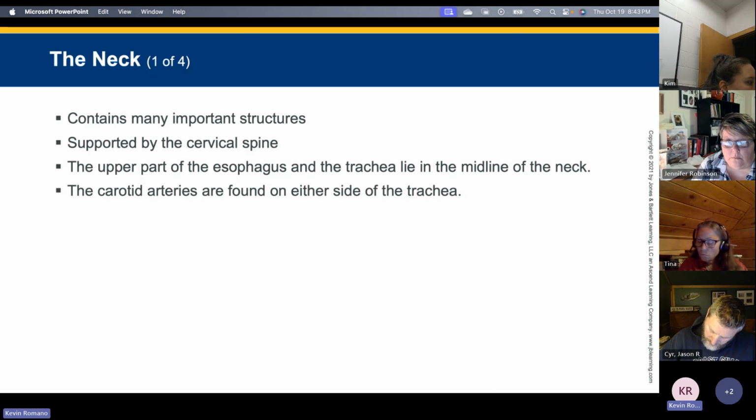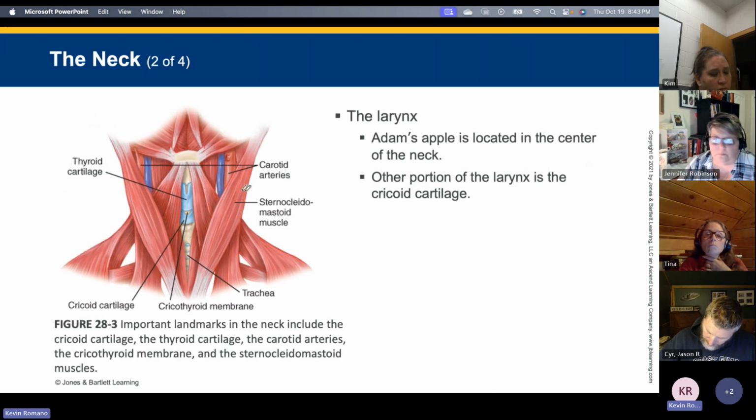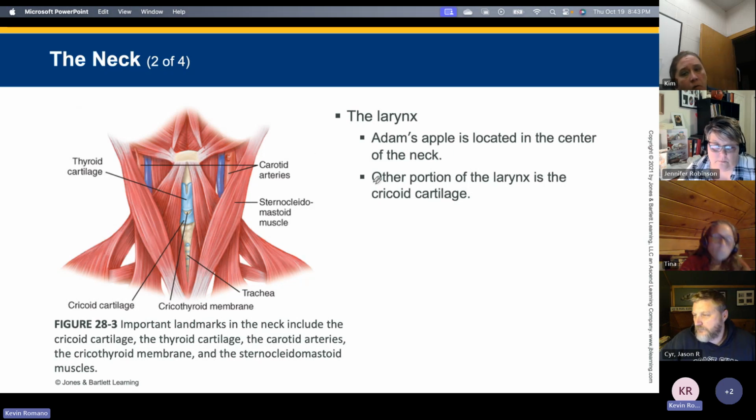and the carotid arteries are found on either side of the trachea, along with the jugular veins and several other nerves, as we can see here. So, important landmarks. The Adam's apple is located near the center of the neck, okay? And the other portions of the larynx are the thyroid cartilage, which is located here, and the cricoid cartilage located below. In between is what they call the cricothyroid membrane. For paramedics, that's where they're going to do a surgical cric. It's going to be right there, right?